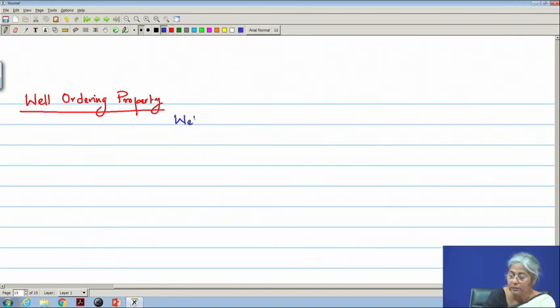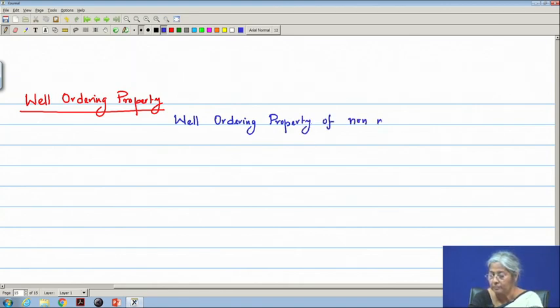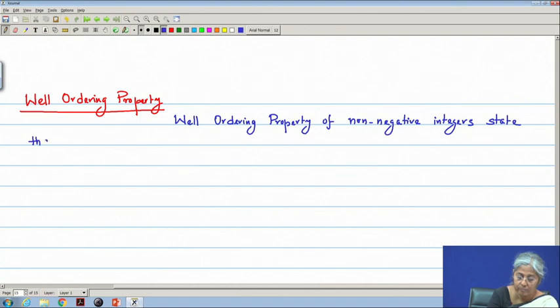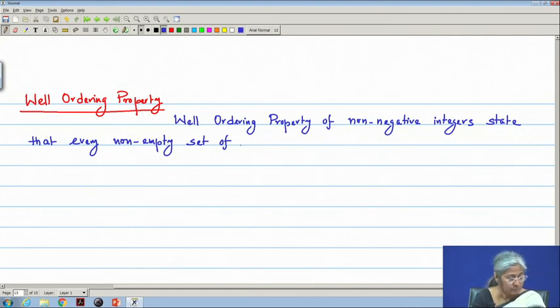The well ordering property of non-negative integers states that every non-empty set of non-negative integers has a least value.